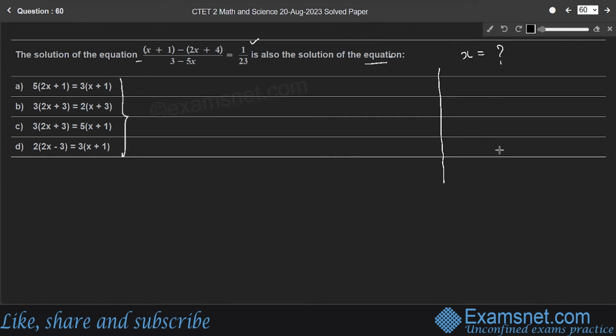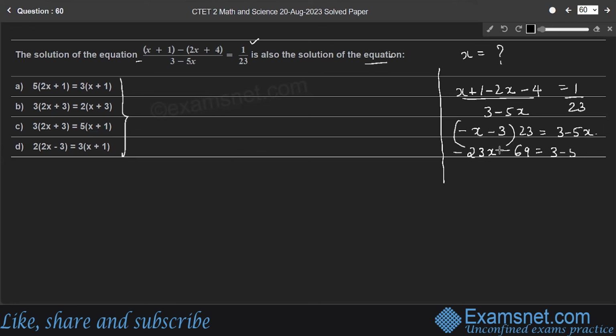So x plus 1 minus (2x plus 4), right? So here we'll write x plus 1 minus 2x. Minus of plus 4 is minus 4, right? Divided by 3 minus 5x is equal to 1 by 23. Therefore, it becomes minus x minus 3, right, into 23 is equal to 3 minus 5x. So it becomes minus 23x minus 69 is 3 minus 5x. So minus 23x plus 5x becomes minus 18x is equal to 3 plus 69. Therefore, x is equal to 72 by minus 18. So the value of x is minus 4, right?